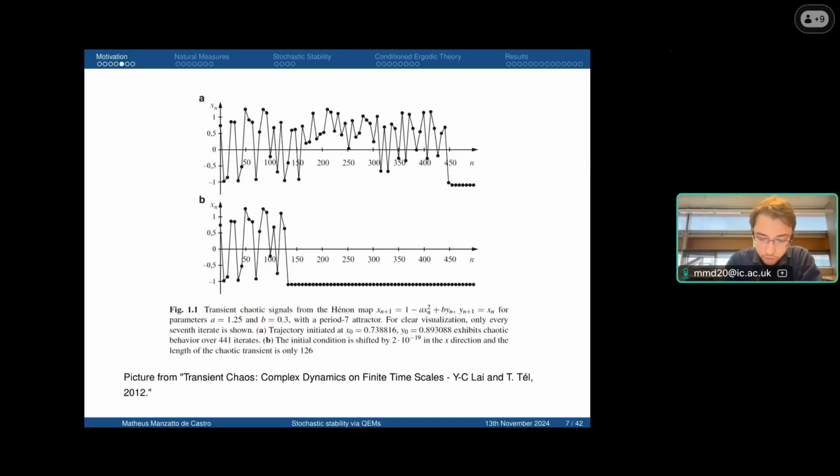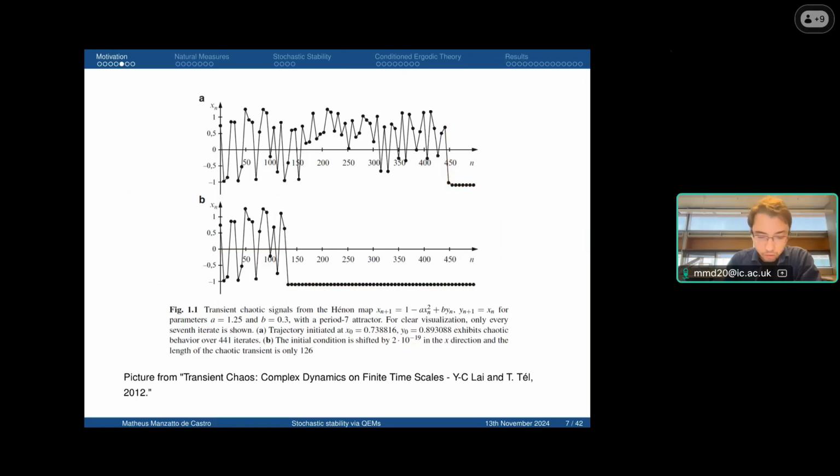It's also worth mentioning that this is extremely sensitive to initial conditions, in terms of the amount of time that passes before ordering. For instance, in this simulation we start at these points, x0 and y0. In the second one, we just shift x by this amount, which is extremely small, right? But the time it takes to reach this stability is reduced by a factor of more or less 3.5. There is about 3.5 times less time to go to synchronization.